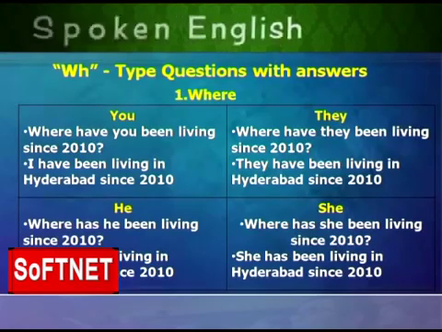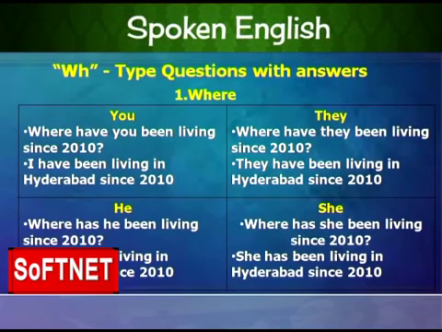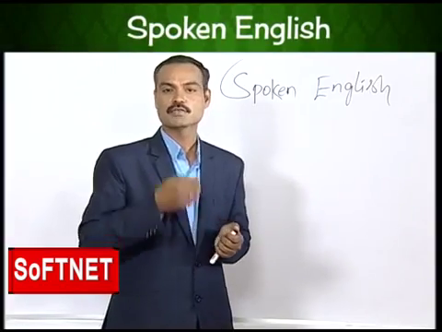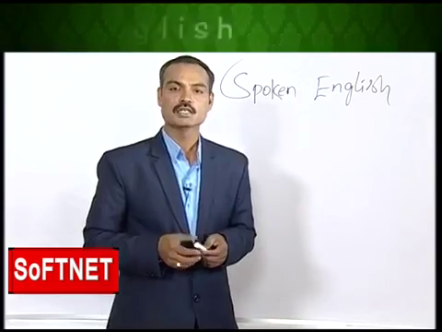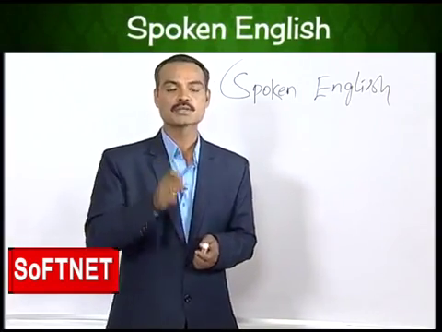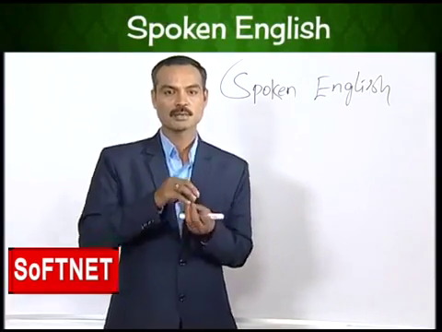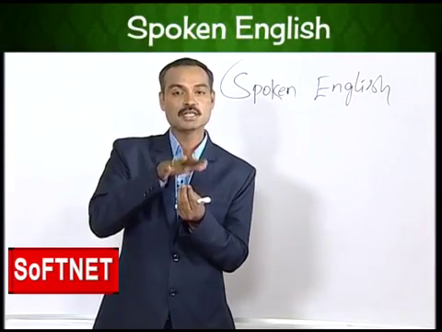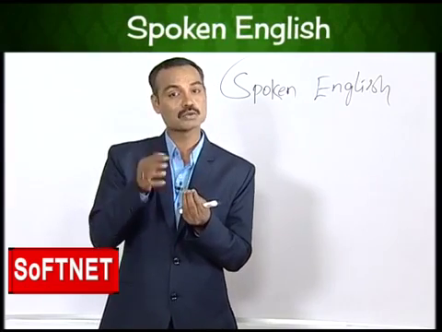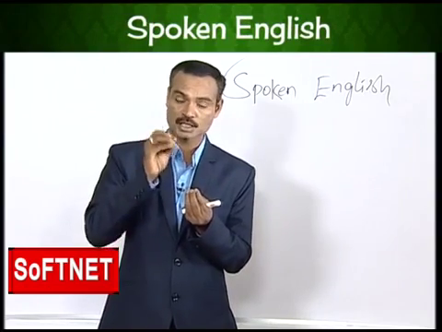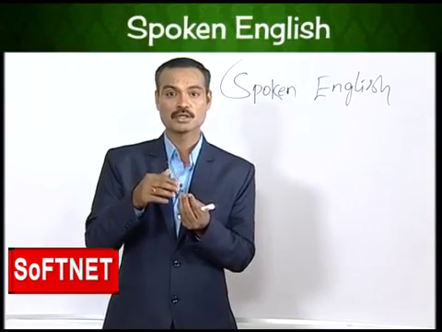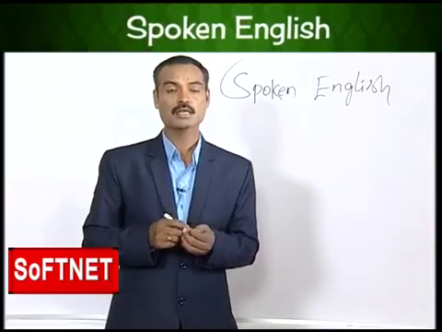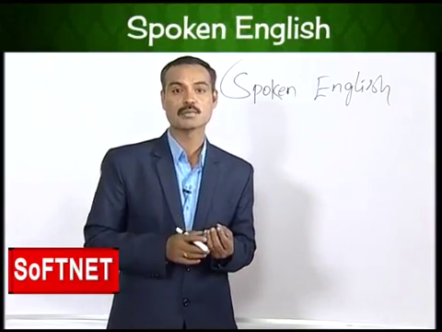See, 4 subjects are there in this table: you, they, he, she. If you practice with these 4 subjects, you can easily ask questions with any subject. For example, shall we take a new subject? New subject name is Sanjay. Come on, where has Sanjay been living? Where has Sanjay been living for 2 years or since 2009 or 10? If you want to mention year name, since. If you want to mention period of time, for. Where has Sanjay been living? Okay, Sanjay has been living in Hyderabad.